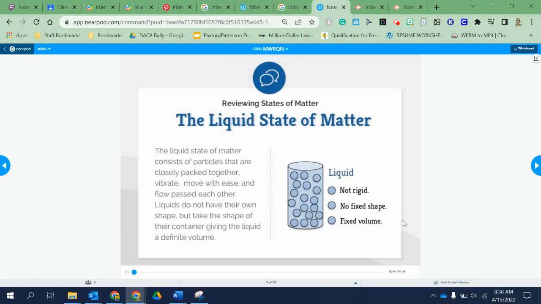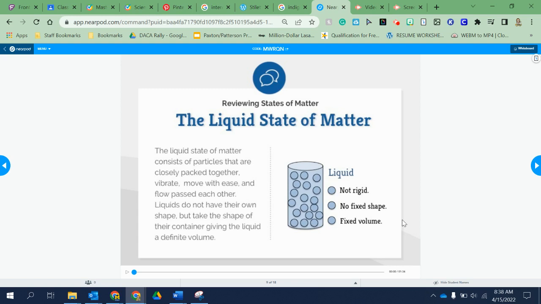And then we have liquid, right? Another state of matter. Think about this: it goes from solid to liquid when you add heat to it, right? The temperature rises, it starts to melt, and it goes from a solid to a liquid. The liquid state of matter consists of particles that are closely packed together, right? They vibrate, they move with ease, and they flow past each other. I always like to think of these like the ball pit at Chuck E. Cheese or something like that, where you have all those balls in the pit and they just kind of move around each other and swirl around each other. They're not stuck together, right? They can move past each other. That's kind of how water is.